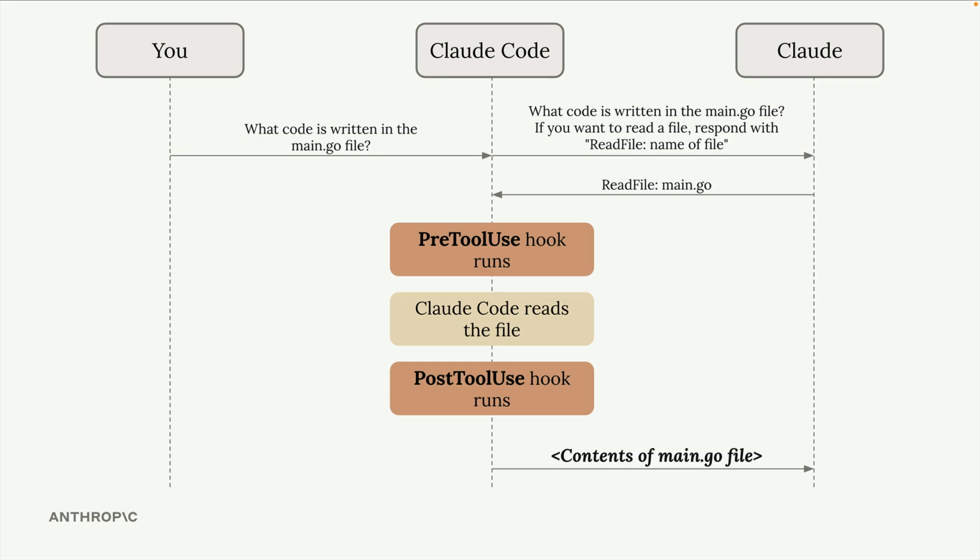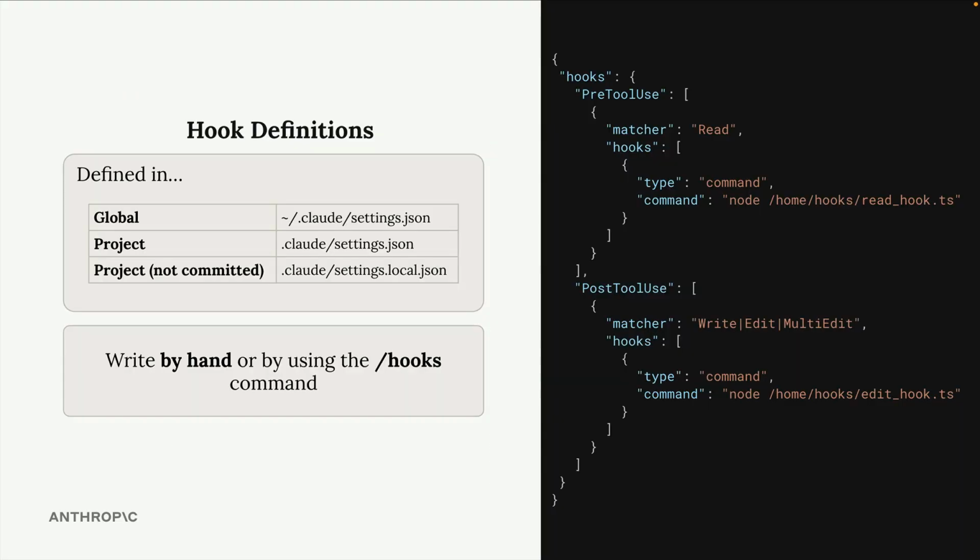Hooks that run before a tool are referred to as pre-tool use hooks because they run before the tool. And hooks that run after the tool are referred to as post-tool use for the same reason. To define hooks, we add configuration to the Claude settings file. Remember that there are several different settings files, one for global use across all projects on your machine, one for your particular project that gets shared with other engineers, and one for just you on a particular project. You can add hooks either by writing them out by hand inside this file, or by using the built-in /hooks command inside of Claude Code itself.